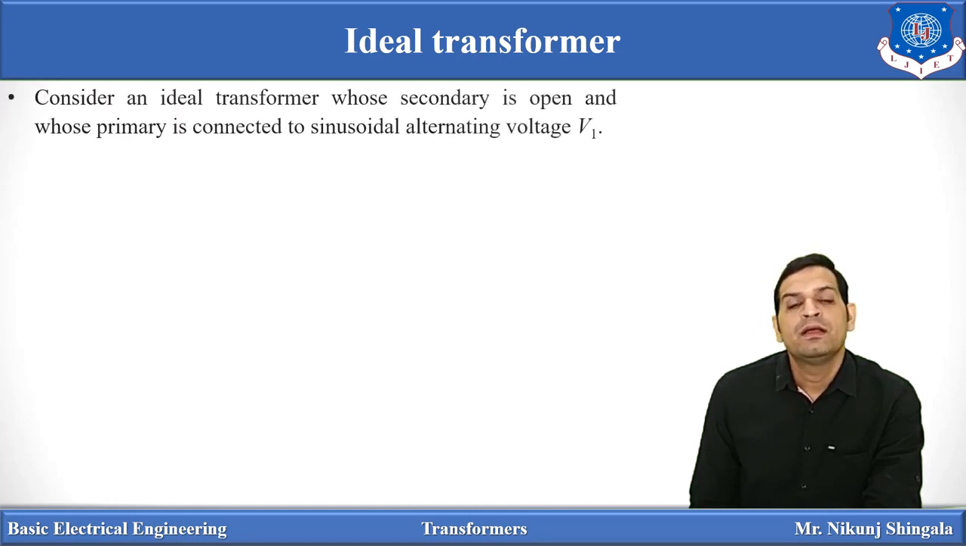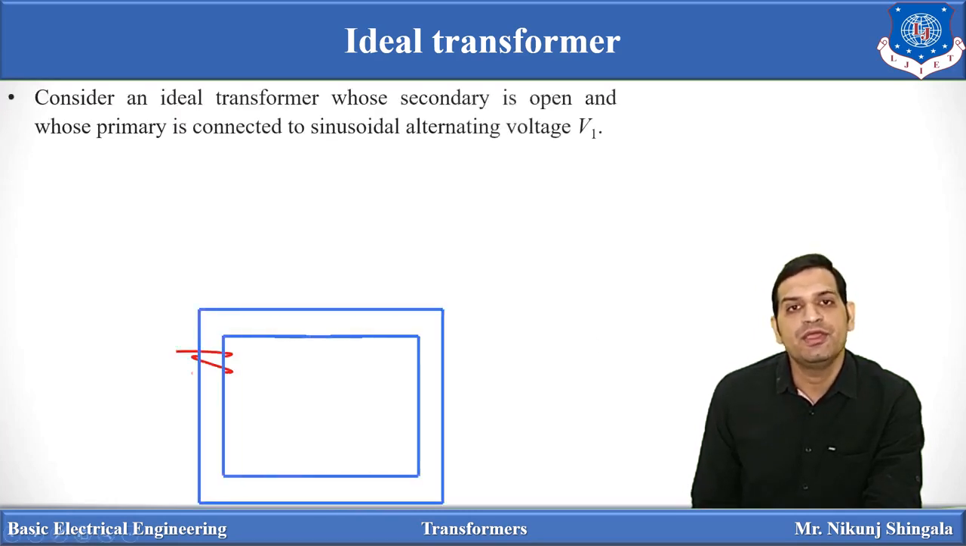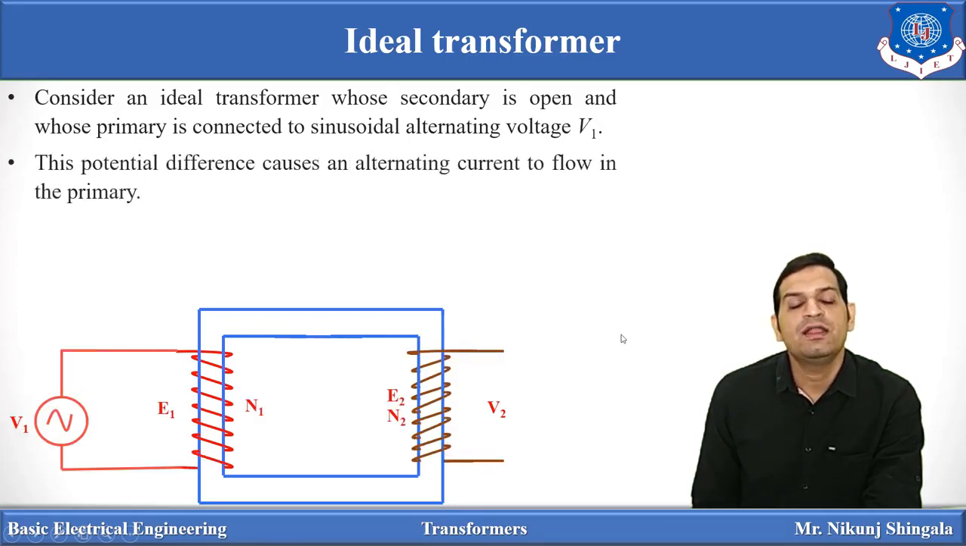So now let us take one ideal transformer here which consists of a magnetic core and the windings. You can say this is the primary winding, this is the secondary winding. Primary winding is connected to the alternating voltage V1, and because of it, alternating current will start to flow in the primary winding. Primary winding has N1 turns, secondary winding has N2 turns. EMF induced in the primary winding is given by E1, EMF induced in the secondary winding is given by E2.